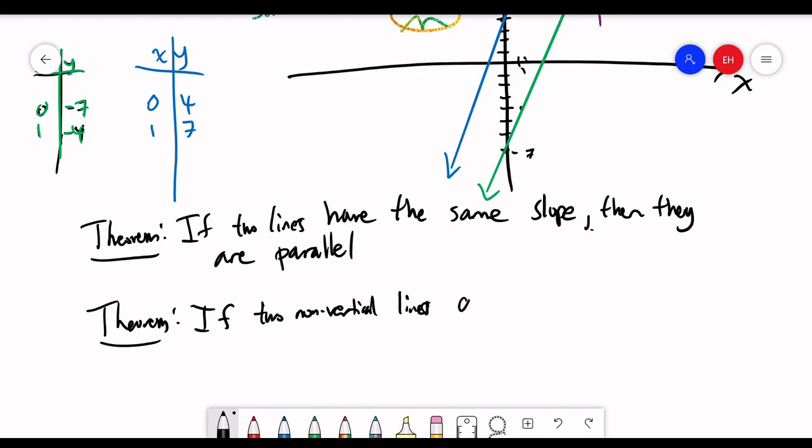So if you have two non-vertical lines, because a vertical line doesn't have a slope, it's undefined, so we're going to throw that out. But basically, if two non-vertical lines are parallel, then they're going to have the same slope.